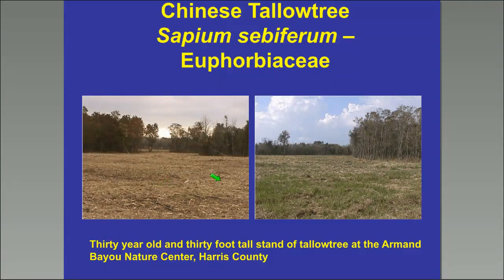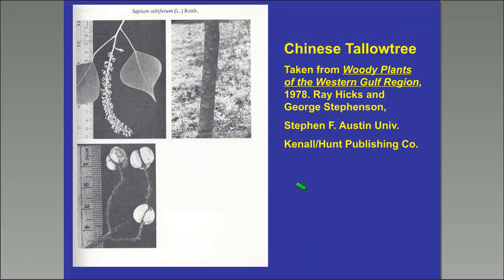And here is a scene down in Harris County where the Chinese tallow tree is 30 foot tall, and we've come in with a hydro-axe and nailed it to the ground. For every mature tree we killed down to the ground, 1,500 babies came up. And a lot of work.